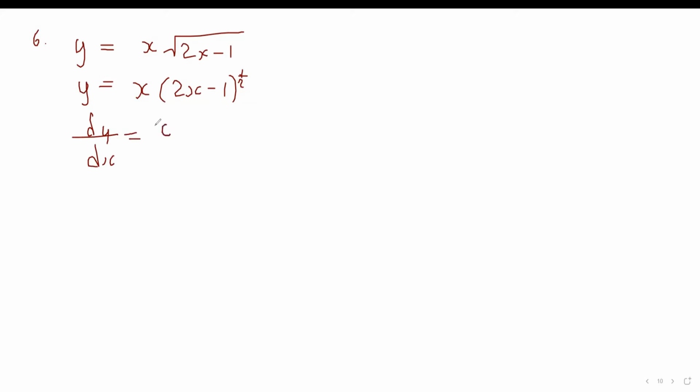Keep the first, which is x, multiplied by the derivative of the second, which is a half of 2x minus 1, and that's raised to the negative half when I subtract 1 from the power, but then I multiply it by the derivative inside the bracket of 2, close that, plus keep the second now, which is 2x minus 1 to the half, and then I multiply it by the derivative of the first, and I differentiate x, I get 1.